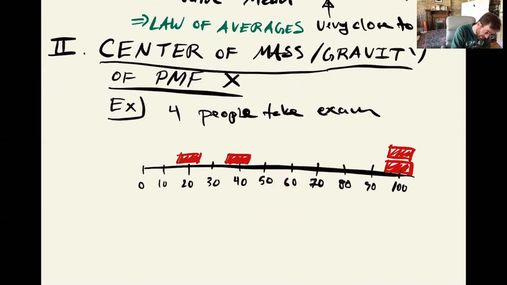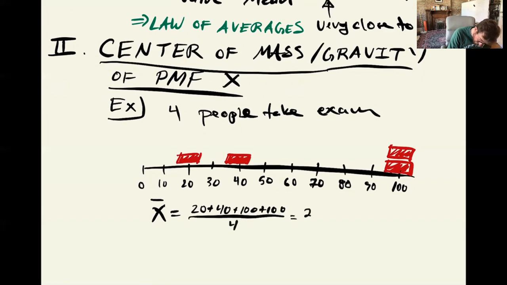Well, let's just go ahead and compute it. So if we computed my empirical mean, this is X bar, well, it's 20 plus 40 plus 100 plus 100 divided by 4. So that's 260 divided by 4, which is 65. So that says here's my X bar. It's right there. That's interesting. It kind of makes sense. It drags a little bit to the right because I've got these two blocks sitting at 100.